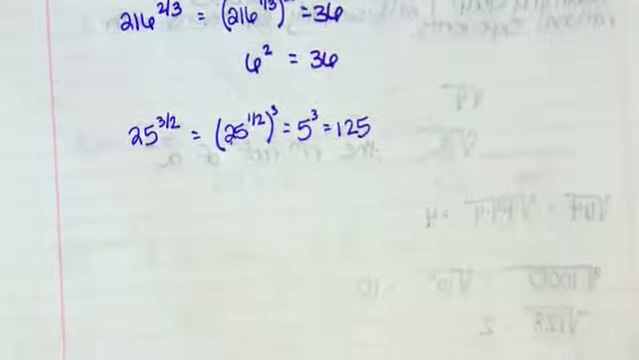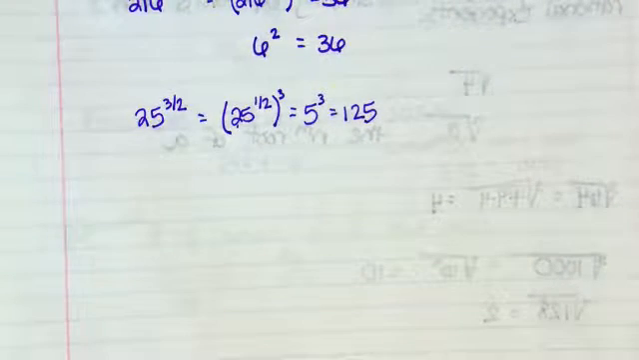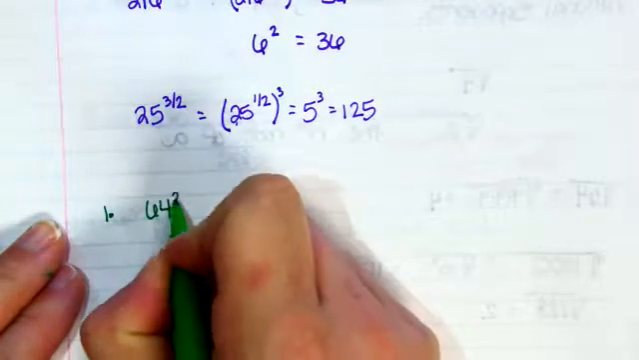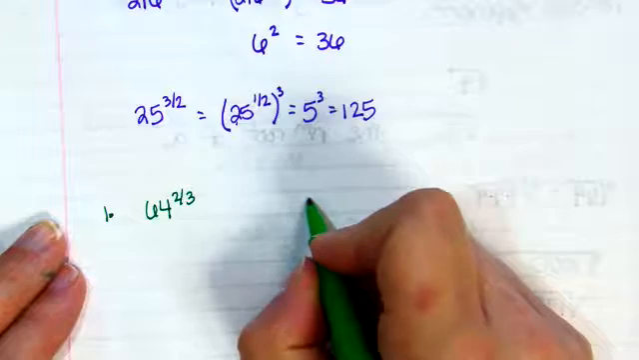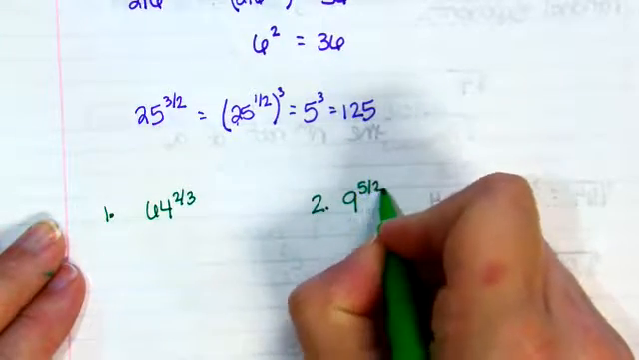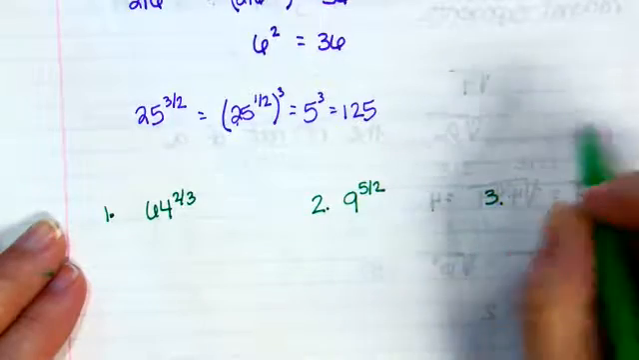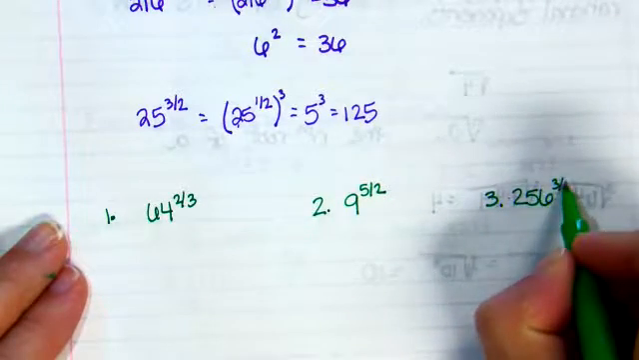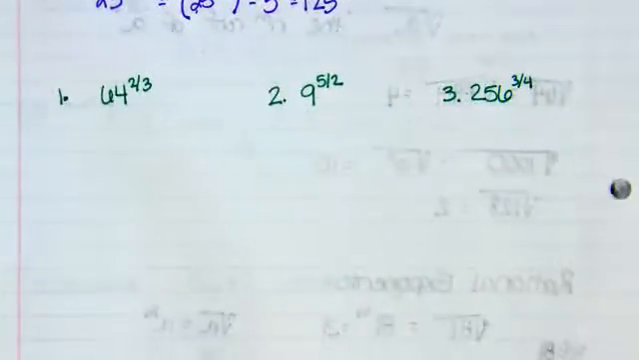So time for you to try just a couple on your own. Number 1 will be 64 to the 2/3. Number 2, 9 to the 5/2. And number 3 will be 256 to the 3/4. So try these on your own.